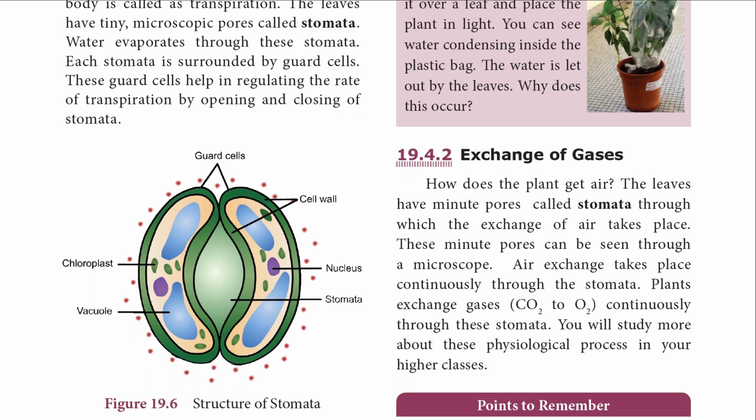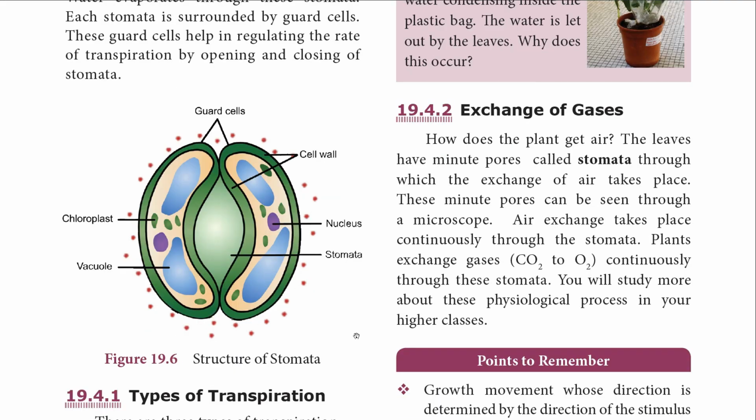This is the structure of stomata. You can see the 2 bean-shaped cells which are called guard cells. These also possess chloroplast. Exchange of gases takes place through these minute pores called stomata, so there is a continuous exchange of air. The minute pores can be seen only through the microscope and they are present on the undersurface of the leaf. These stomata are more on the undersurface of the leaf, through which the exchange of air takes place. The plant takes in carbon dioxide for photosynthesis and gives out oxygen, and it takes in oxygen and leaves out carbon dioxide during respiration. This continuously takes place through the stomata.